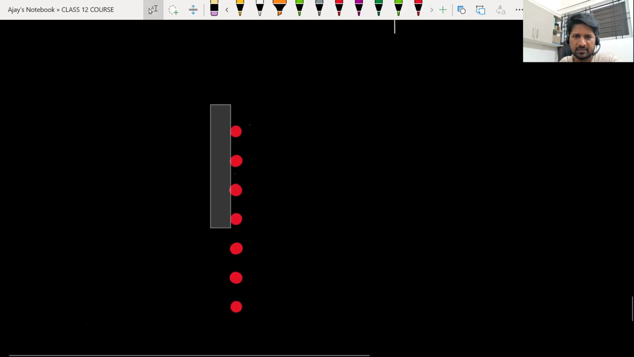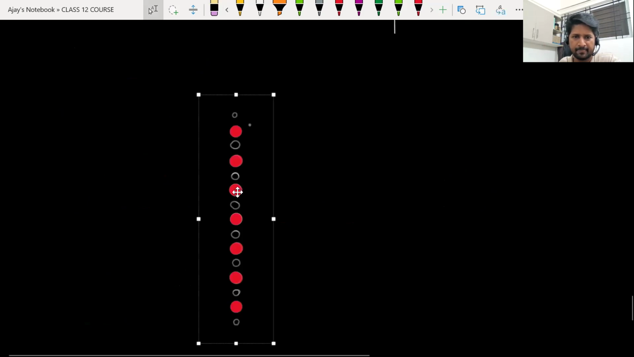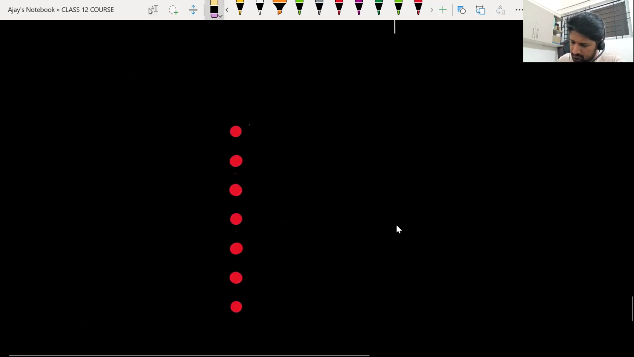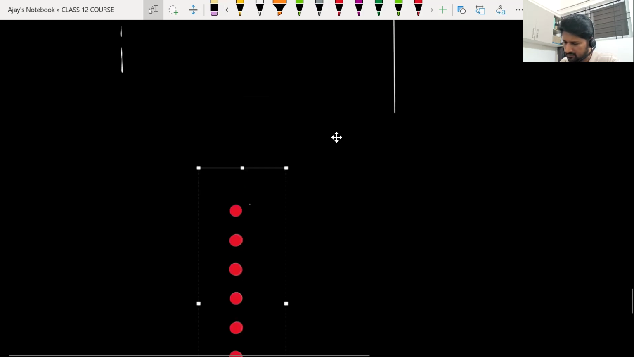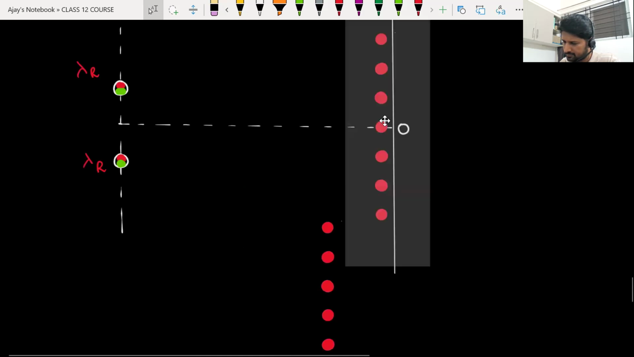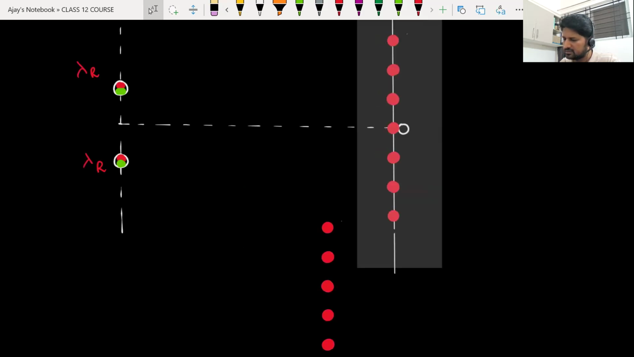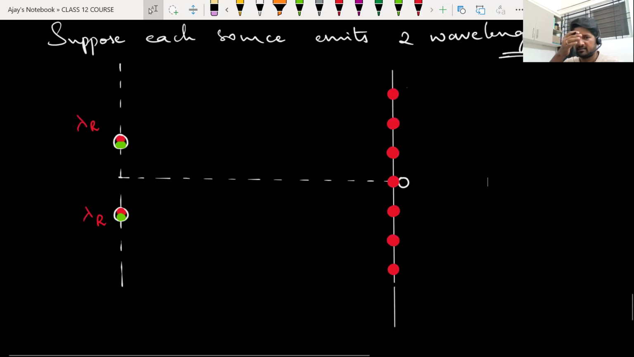You would have seen a pattern like this. Actually, not dots, bands. Fine. Just for our convenience, we are considering them as dots. Is this clear? You would have seen a pattern of red bands, had both the sources been emitting red colored light.